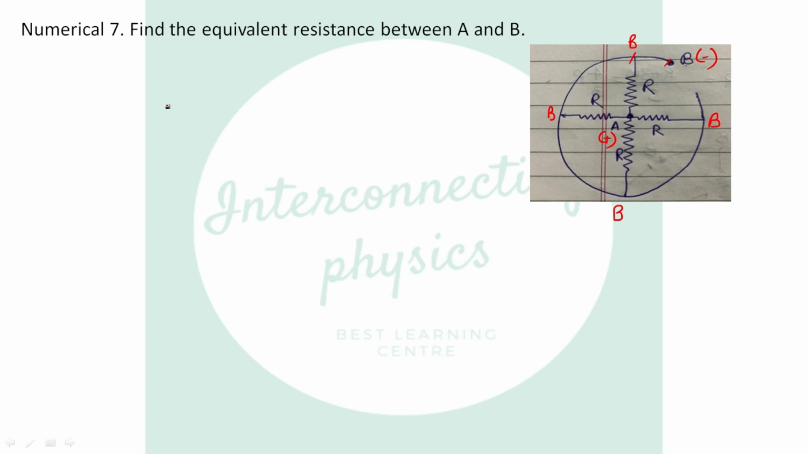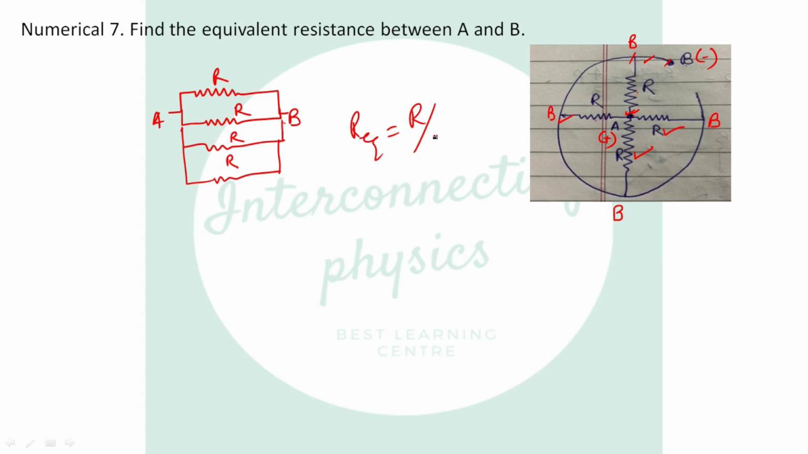Okay, so let us draw the equivalent diagram between point A and B. Point A and B, this. Point A and B, this. Point A and B are, again, last point A and B. Okay, these four are parallel, so R equivalent will be R divided by 4.